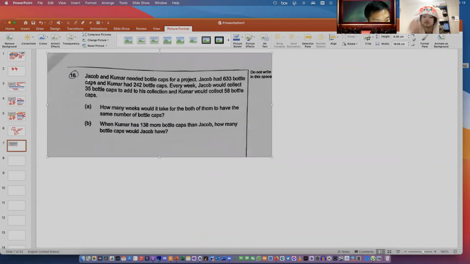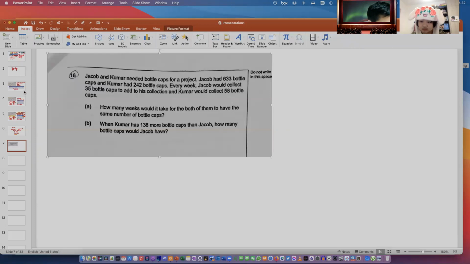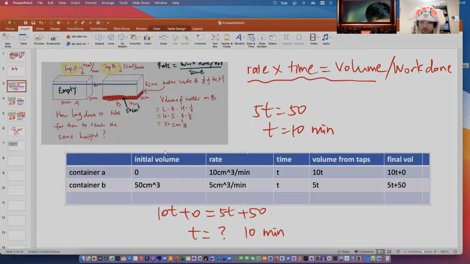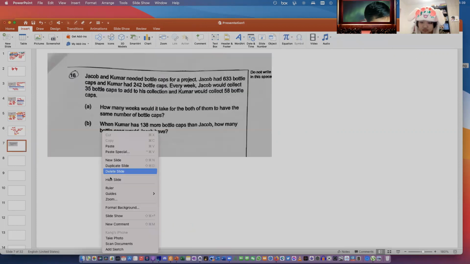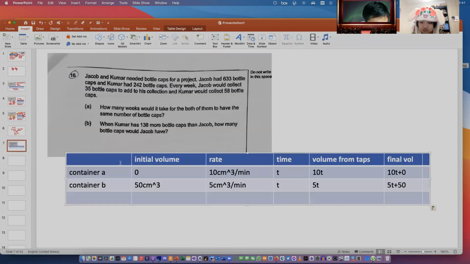Okay, so this question says Jacob and Kumar needed bottle caps for a project. Jacob has 633 bottle caps and Kumar has 242. So that means they both start with something. I'm going to insert a table first. Maybe I just make use of this table, but change the headings.